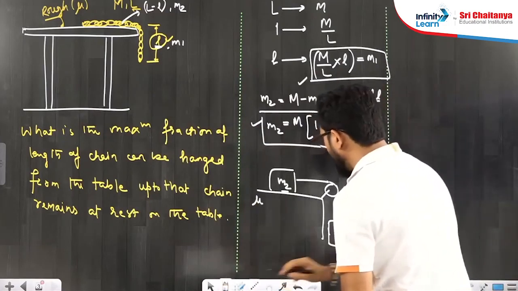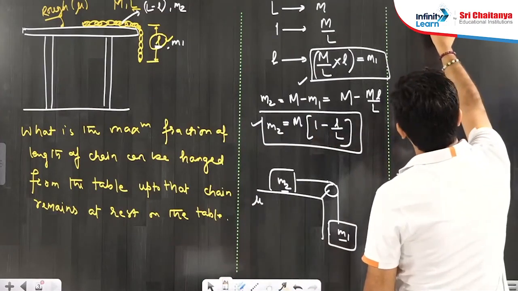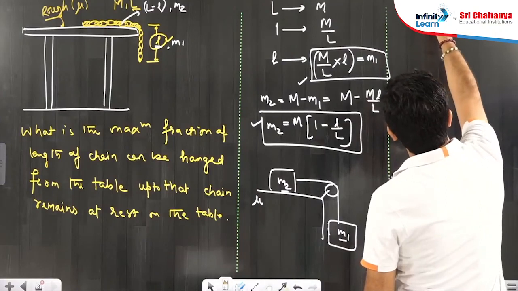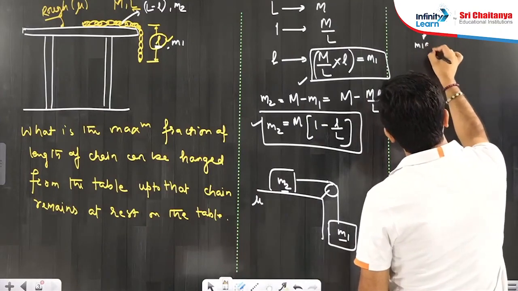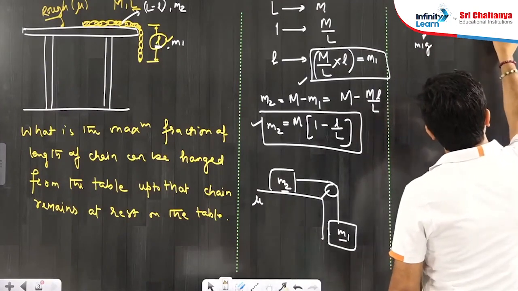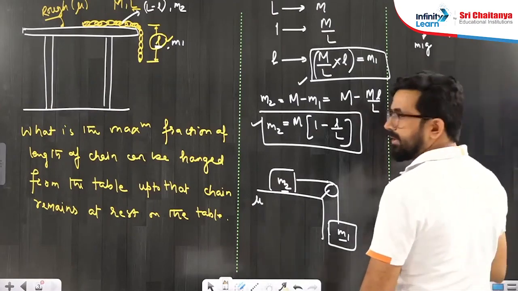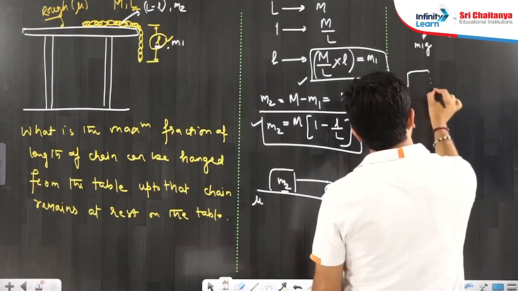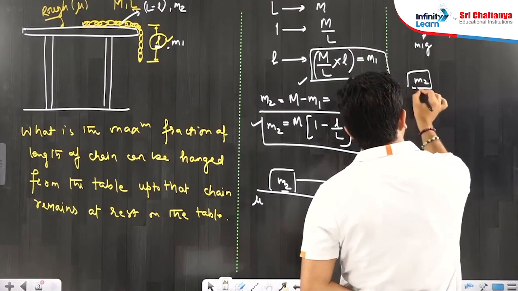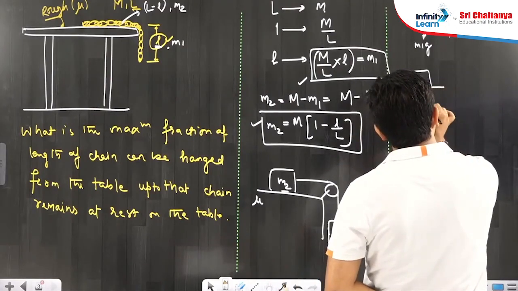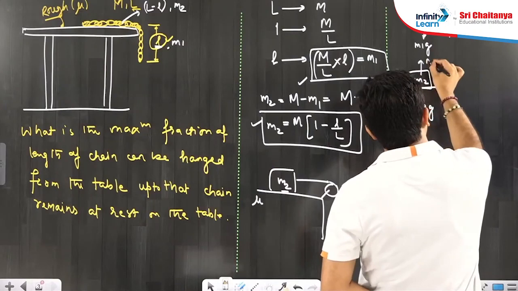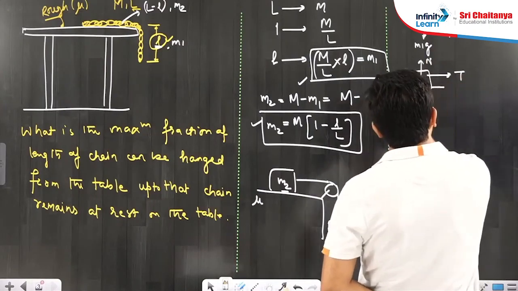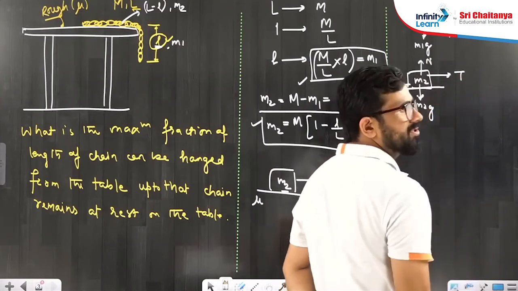So you will say from it, sir, M1 FBD, there would be only one tension and downward is M1G. That means T is equal to M1G. Got it? The second block is the M2. So for M2 you will learn from it. There's one is the M2G, there's one normal, there's one tension, and in leftward action there's the friction.